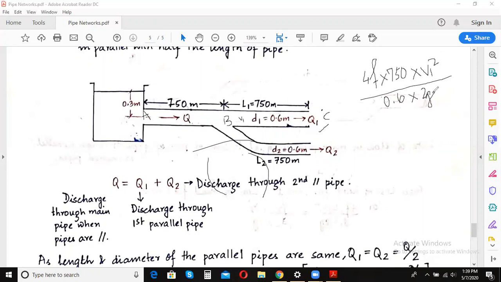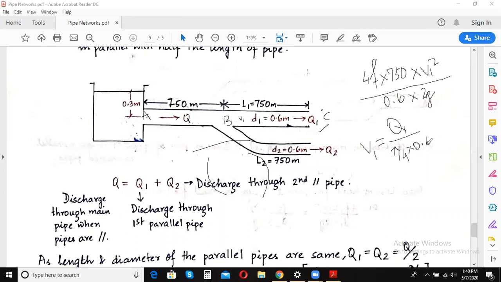Now what we have to do, we know how much is 4F. We have to calculate V1. So V1, we can calculate using the formula for discharge. V1 is going to be equal to Q1, the discharge through BC, divided by area of this pipe. That is pi by 4 into 0.6 square. And how much is Q1?